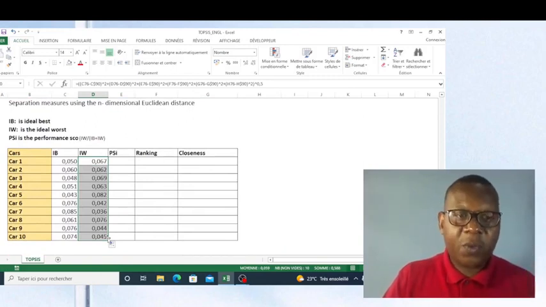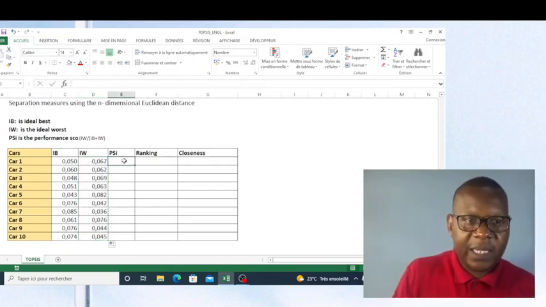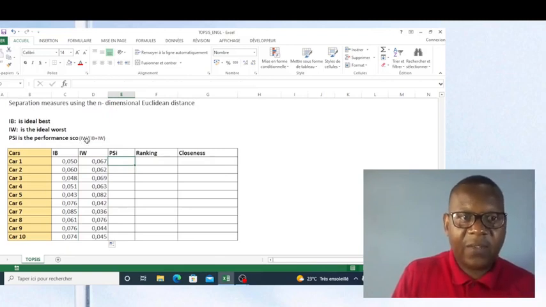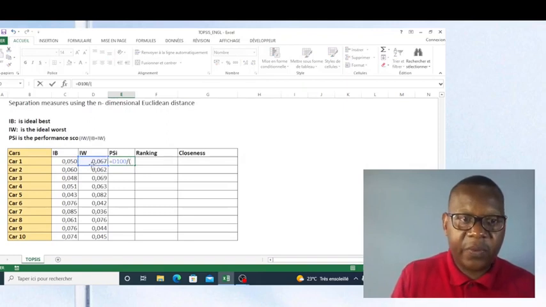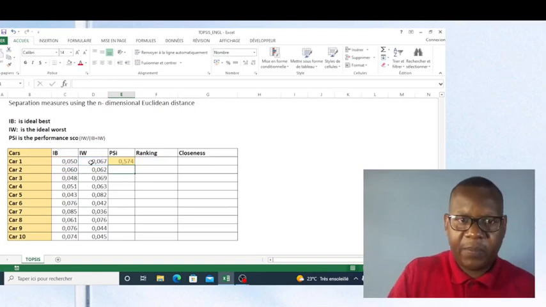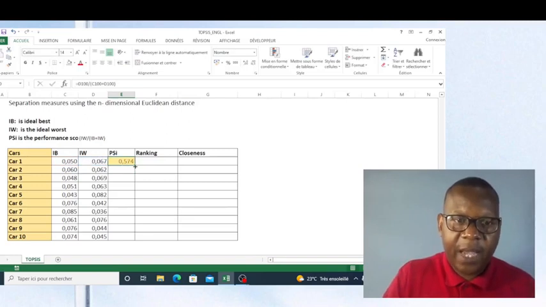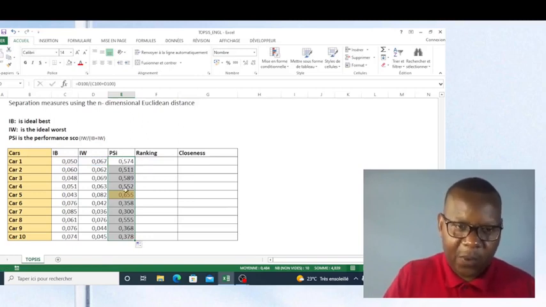Now what I'm going to calculate is the preference score, or the index of closeness. Now I do like this. This is the formula: ideal worst divided by the summation of ideal best and ideal worst. It is equal to the ideal worst value divided by the summation of this value plus this one. I press enter, and I drag down the formula like this. Now what is next? Now this is our preference score.